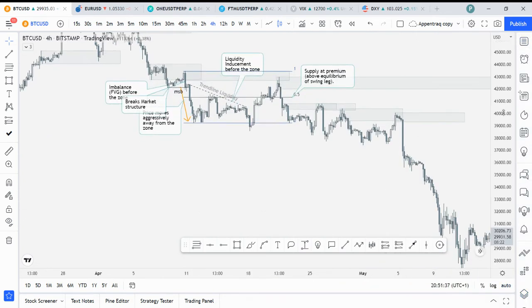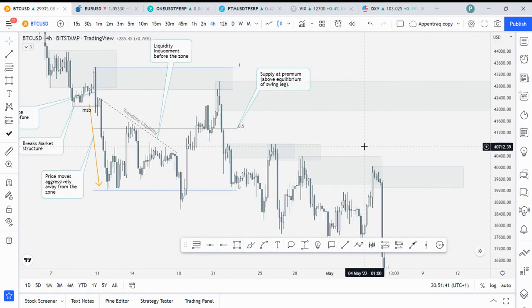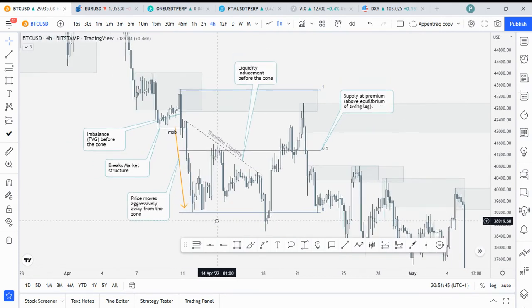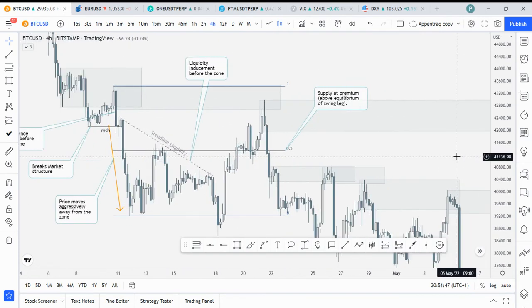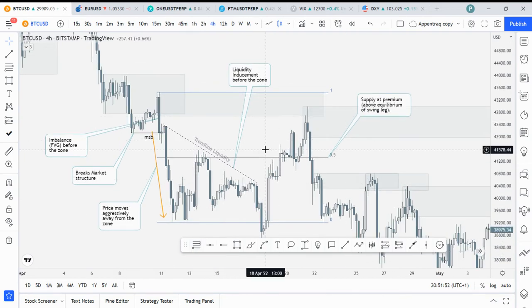Things you should pay attention to, things you should be looking at. The first thing you want to pay attention to when you are mapping out your supply and demand zone is that there is an aggressive sell-off from that zone.